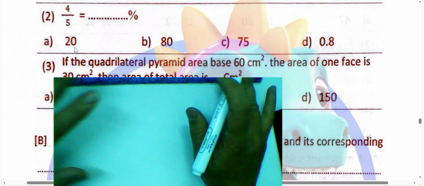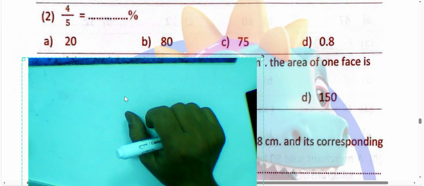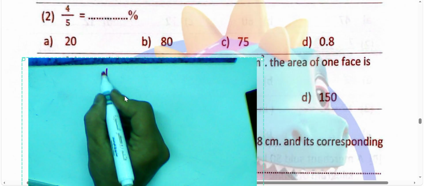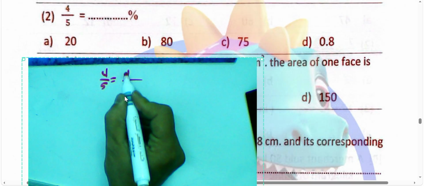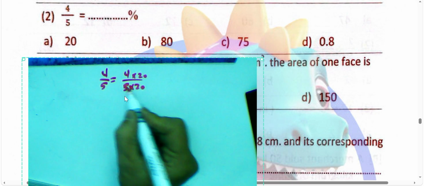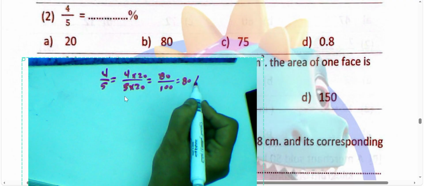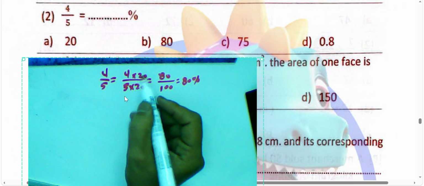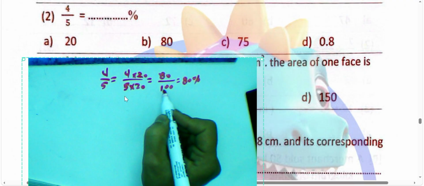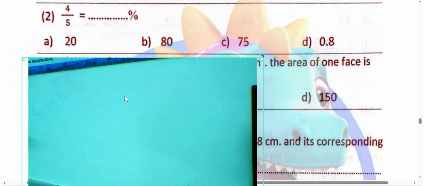4 over 5 converted to a percentage. We must convert the denominator to be 100. We know the percentage is a ratio where the second term is 100. Then 4 over 5 equals 4 times 20 over 5 times 20. The result will be 80 over 100. The result will be 80%. Then 4 times 20 equals 80%. The answer here is 80%. Choose letter B.